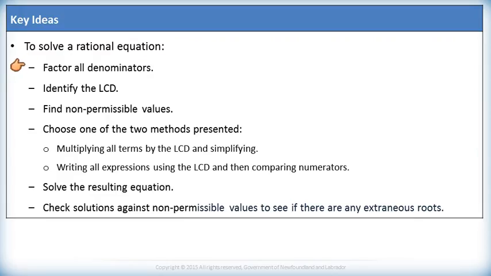In conclusion, to solve a rational equation, factor all denominators, identify the LCD, find non-permissible values, choose one of the two methods presented, solve the resulting equation, and then check solutions against non-permissible values to see if there are any extraneous roots.